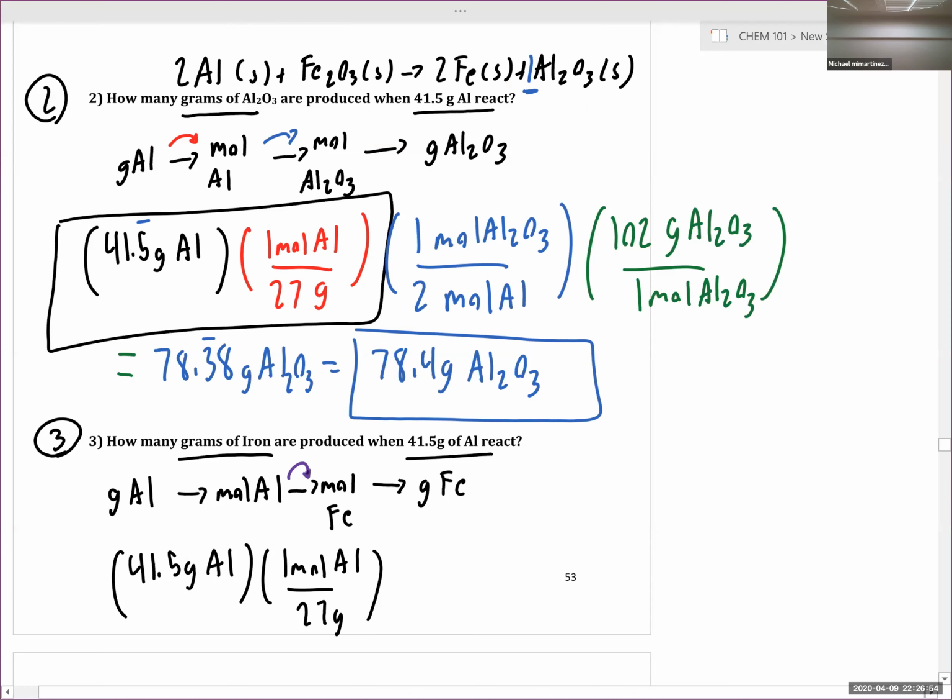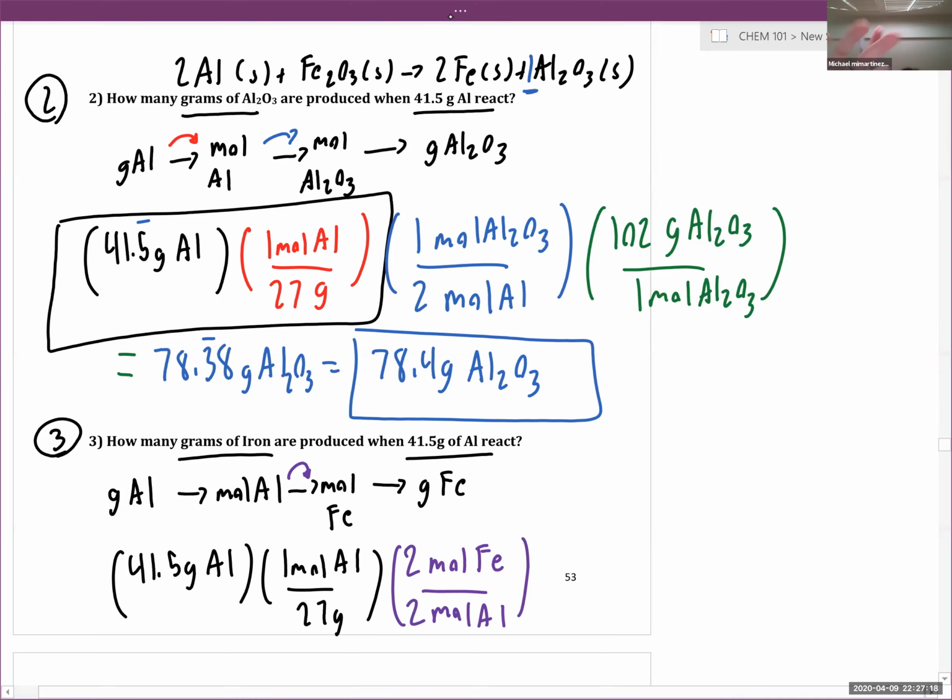Okay, now for the new part. When we're going from moles of aluminum to moles of iron, how many moles of iron are produced per how many moles of aluminum? What is our mole to mole ratio? So let's start to get a little bit faster at putting together our mole to mole ratio. So what's our mole to mole ratio in this case of iron to aluminum? 2 to 2, exactly right, exactly right.